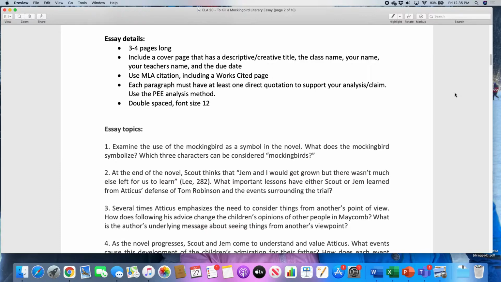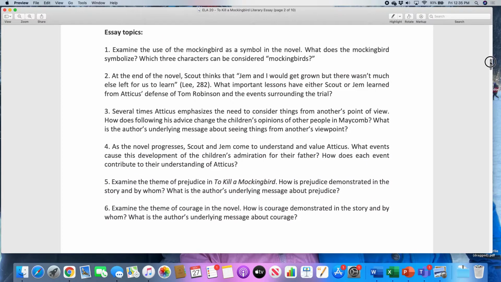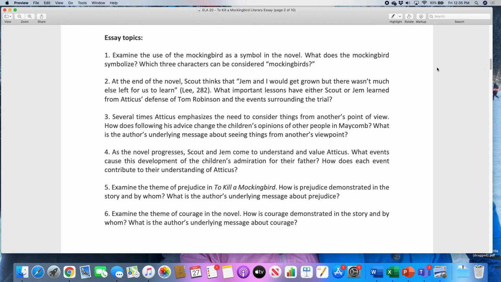Use that PEE analysis method, right? Your point, evidence, and explanation. Double spaced it, as I said before, using size 12 font, please. You've got a few essay topics from which you can choose, and if you'd like to develop your own essay topic, that's great. Just run it by me first.